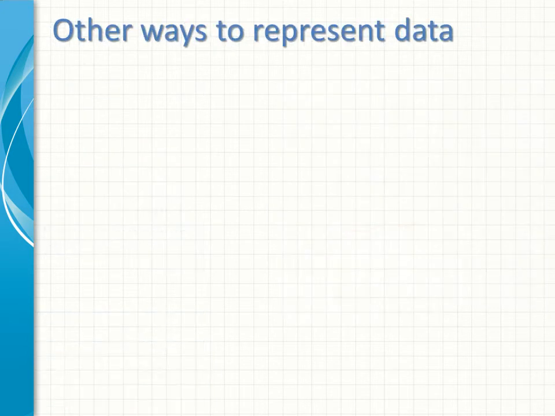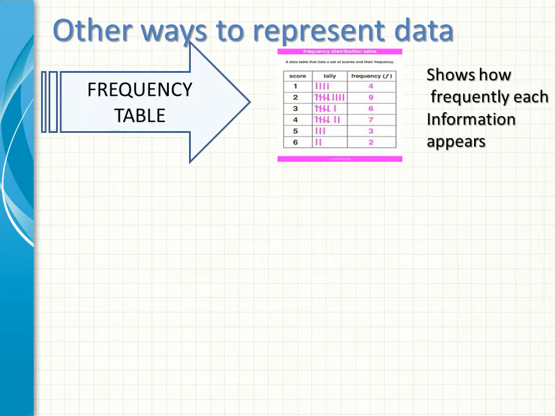We also spoke about other ways that we can represent data. Can you remember them? The other ways we can represent data? Okay, let's remind ourselves. The first one is the frequency table. Remember we said it shows the actual information. It will always show you the tally and then the frequency. The tally is the same thing as the frequency, but it is just represented in strokes with the tally. The frequency will write the number, but the tally will write it in strokes. So the frequency table shows how many times each information occurs.